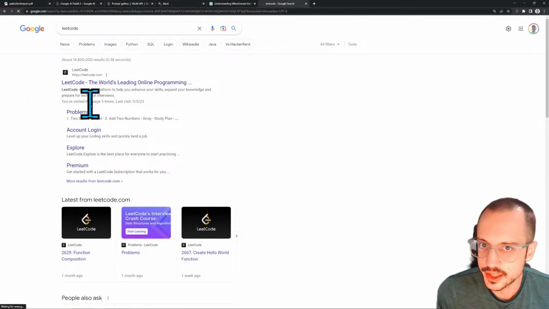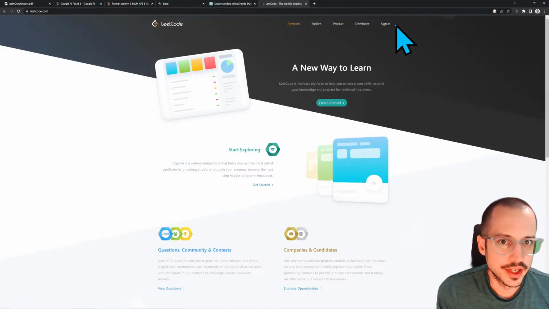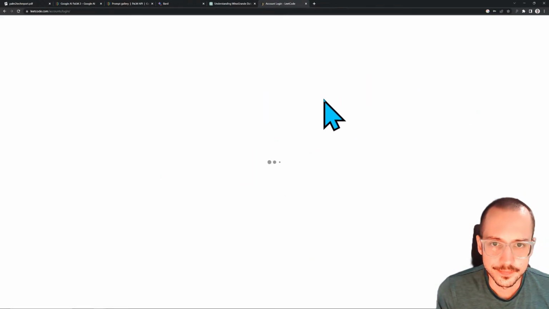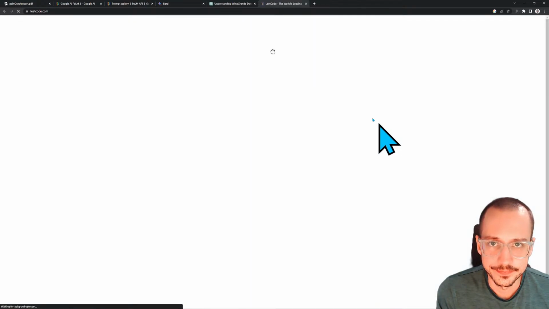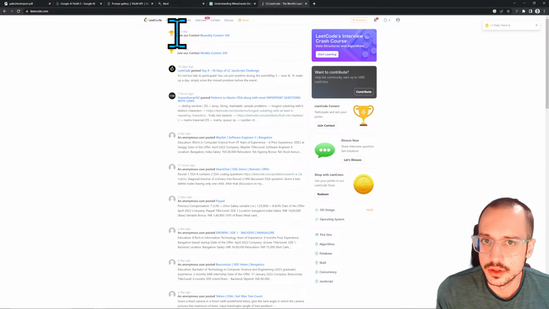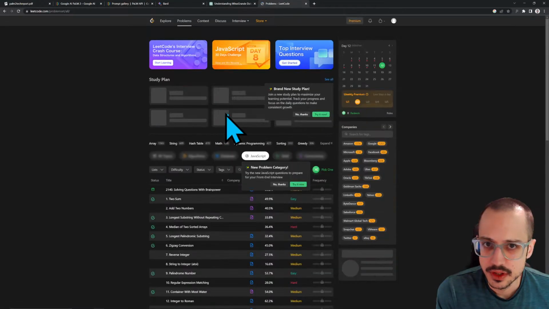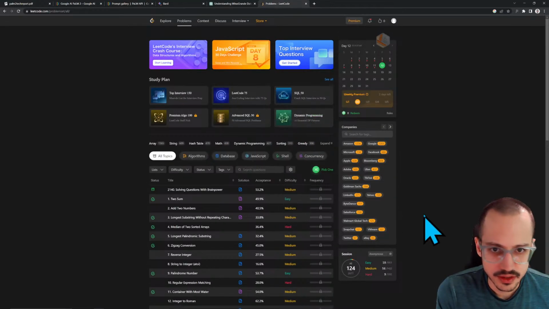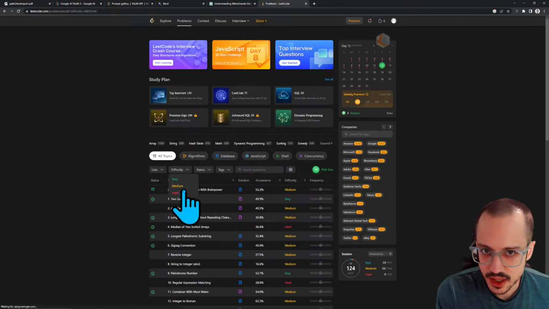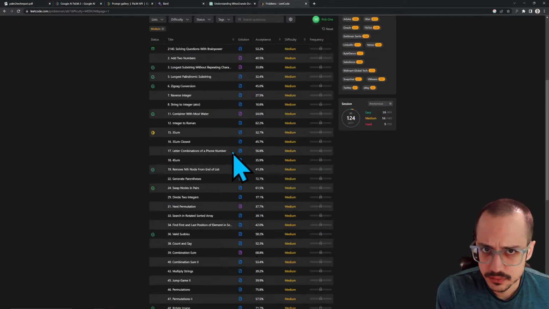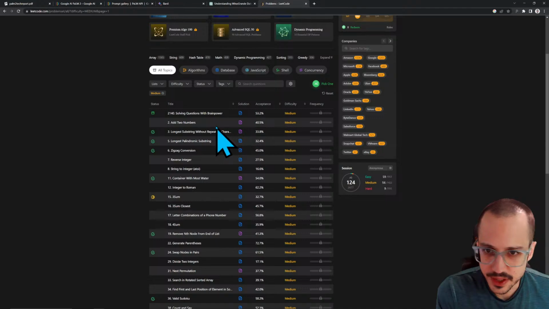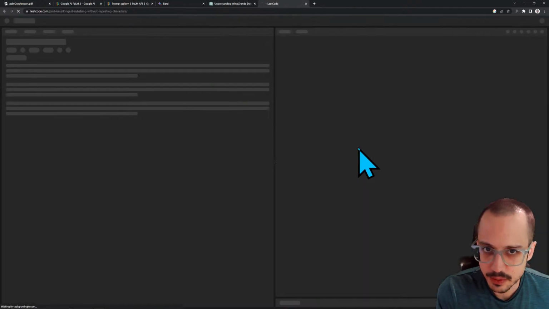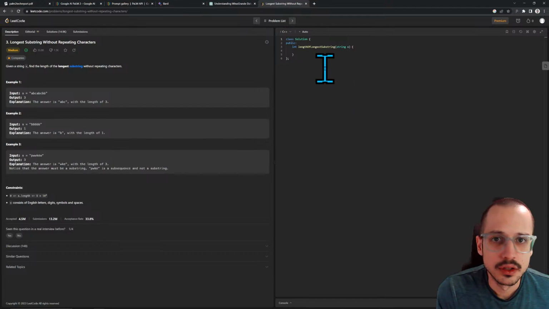Let's do it, guys. We're opening up Leak Code. We're doing it. Sign in. Problems. Difficulty, no thanks. Which one was the one that we did before? Let's do difficulty medium. How about this one? Adding two numbers, longest substring without repeating characters. Forget doing it in C++. Let's do it in Python 3.